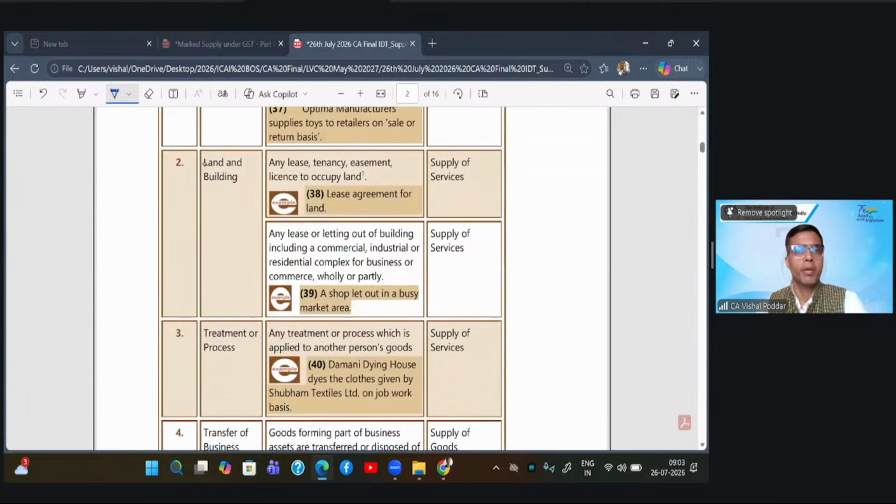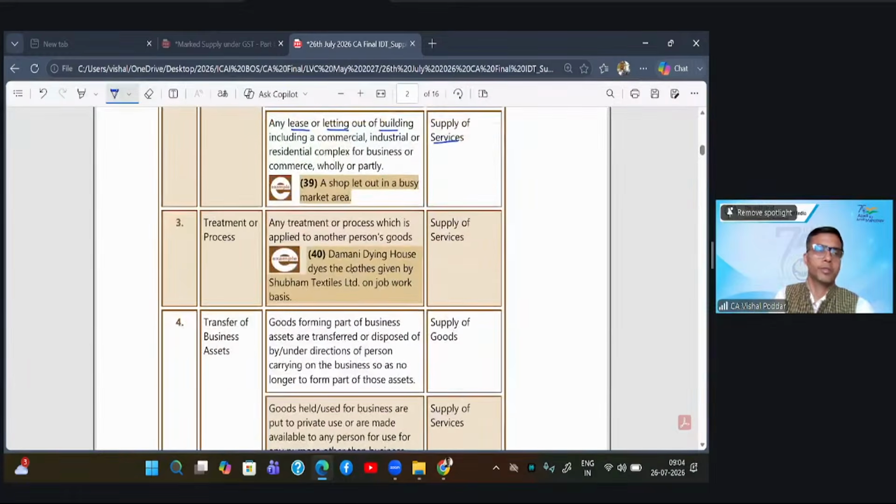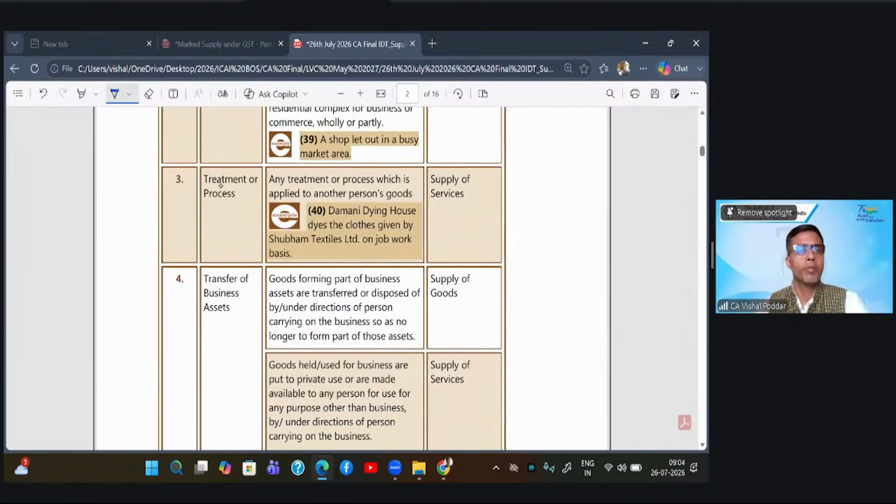Then when you come to land building, it will always be service. So whether it is lease, tenancy, easement, or it is leasing, letting out the building, everything is service. Then this is job work, any treatment or process which is applied to other person's goods. So this is what I have called as job work service.